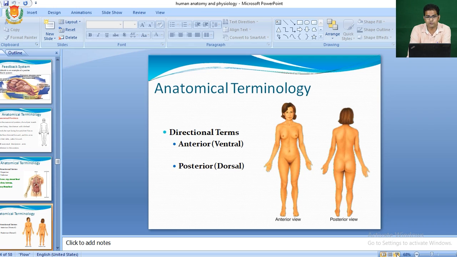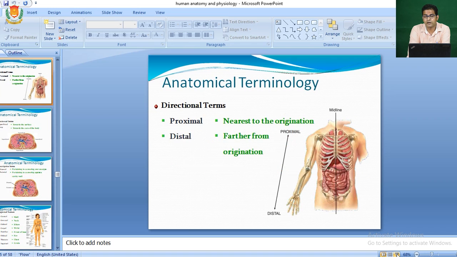Next directional terms are proximal and distal. Any part of the body, any organ of the body which lies away from the origin will be called distal, while the portion which lies towards the origin of the particular body part is called proximal. For example, our fingers lie distal to this joint, distal to this gliding joint. So the distal is farther from the origin.